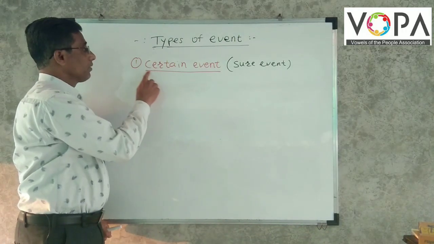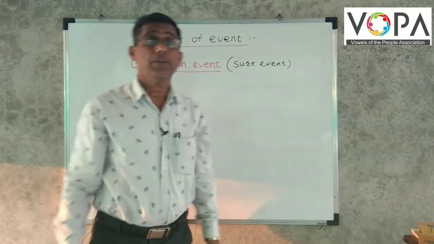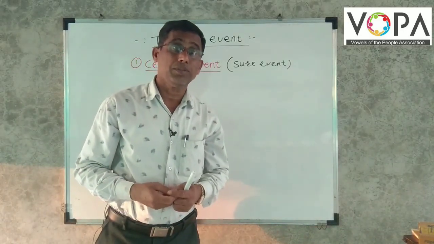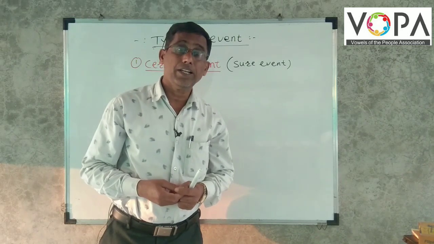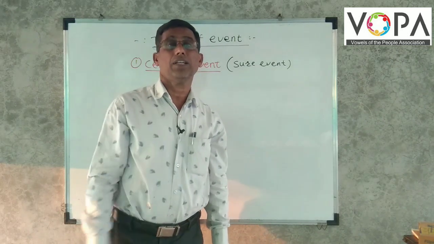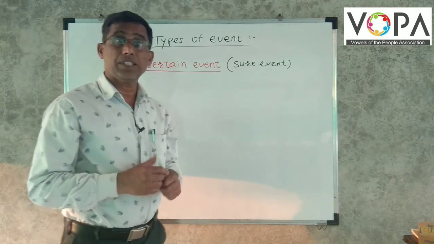Types of event. First, certain event means sure event. When all the n possible outcomes of a random experiment favor an event, then the event is called a certain event or sure event. Probability of such an event is 1.